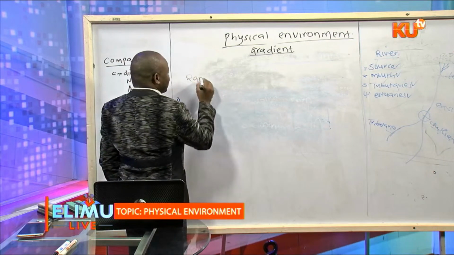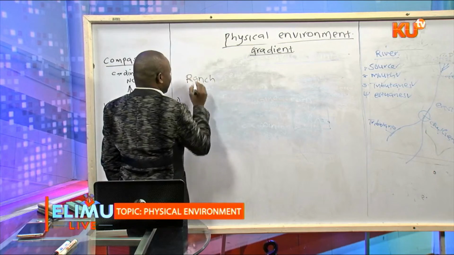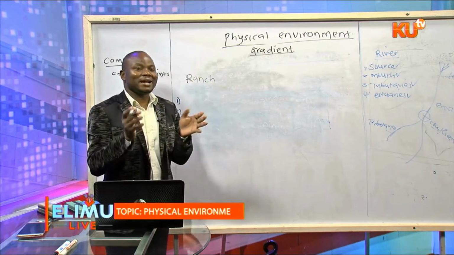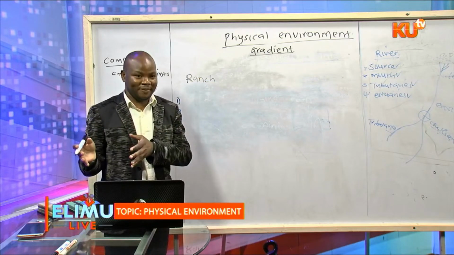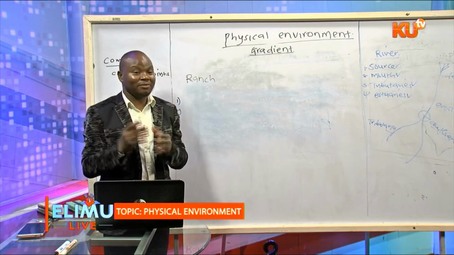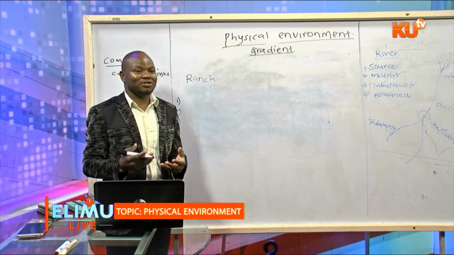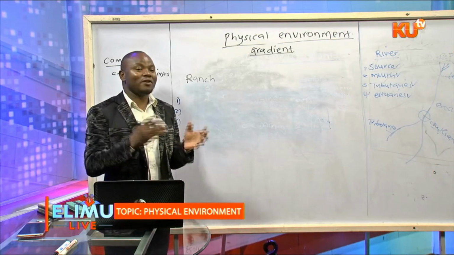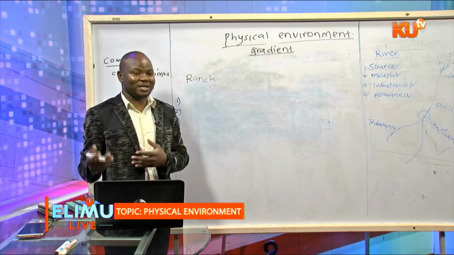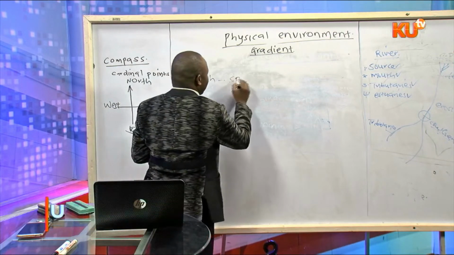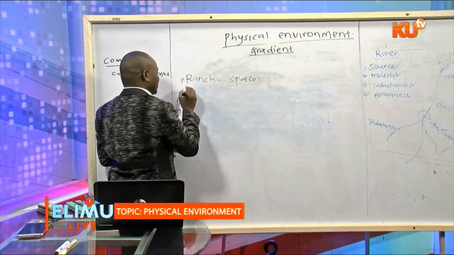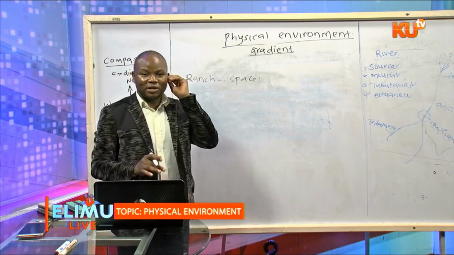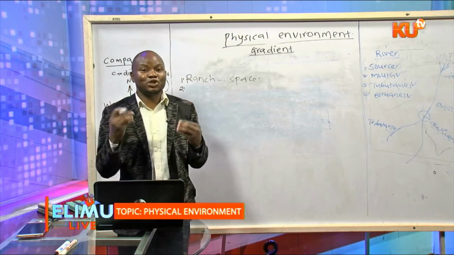When you have a ranch, a ranch is always established in a place where there is cattle dip or cattle keeping. And a ranch needs space in most cases. A ranch is not something that you can just decide from nowhere. It needs space. So one of the factors that can facilitate for the ranch to be established is the space. Class, mark that one.